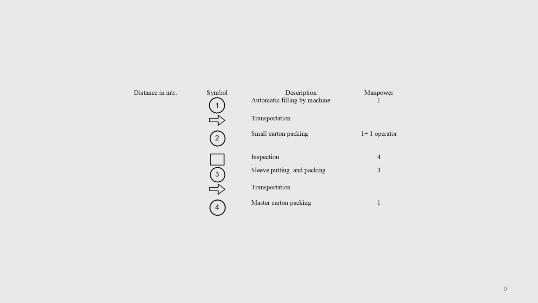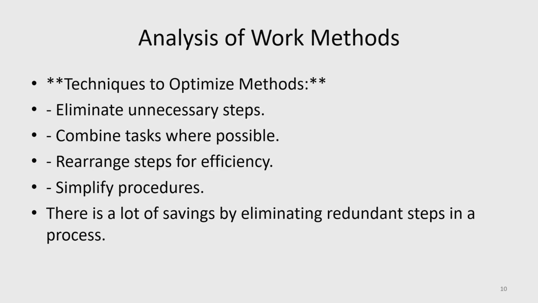So we can make the flow process chart. What do we do then? If we have seen this flow process chart or other things, we can now move to the other step, how to optimize things. So what are the basic principles? Eliminate unnecessary steps. You see that maybe a step may not be needed. Combine tasks where possible.